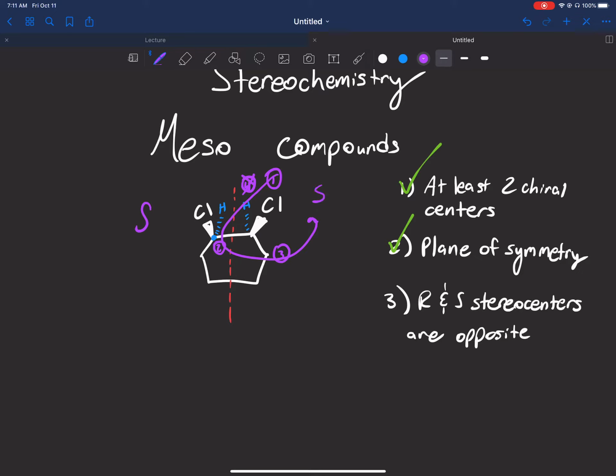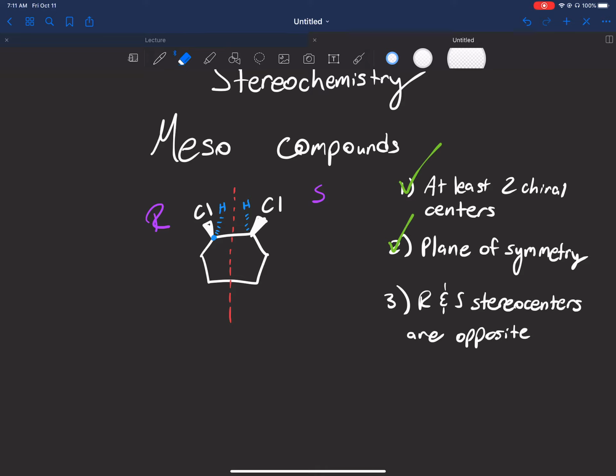Right? And I'm pretty sure I just messed up the last stereochemistry here. So let me just redo that really quickly. 1, 2, 3, 4. Yep, that should be R. My mistake, guys.